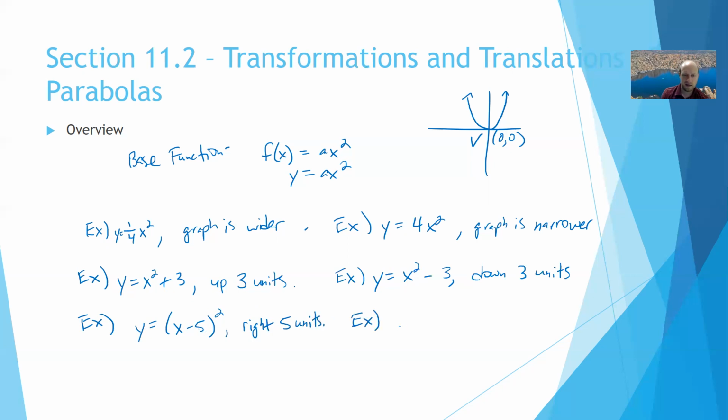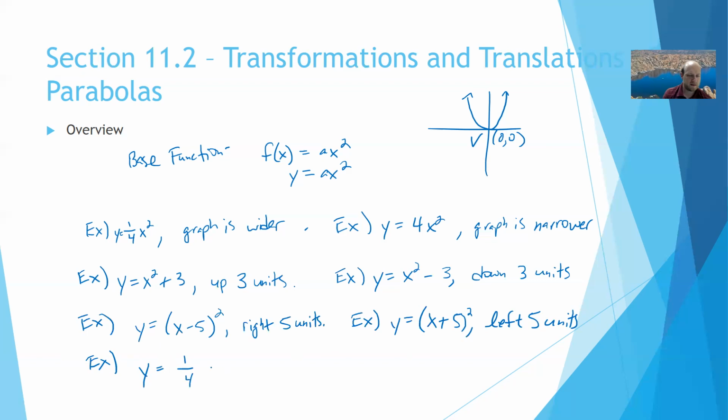Okay, and then another example, if I had (x plus 5) squared, this is going to move everything to the left 5 units. So kind of interesting there. Take a note if you don't remember that. And then let's put it all together now.